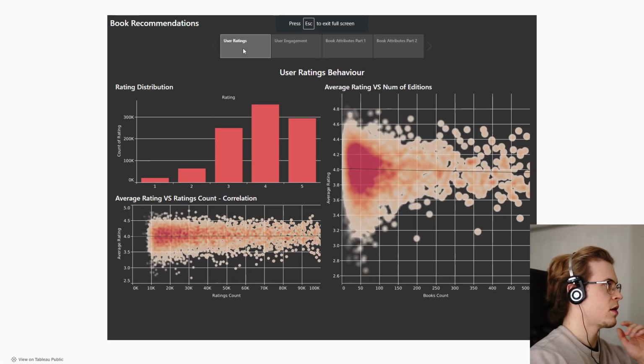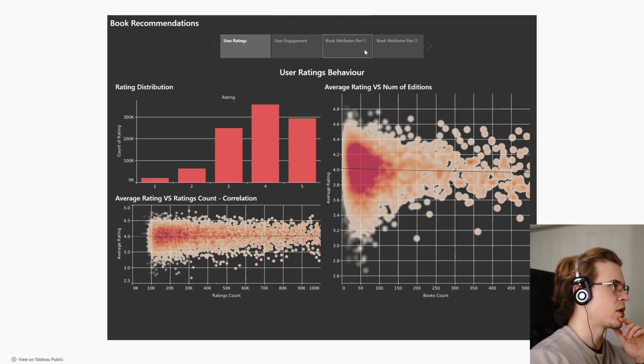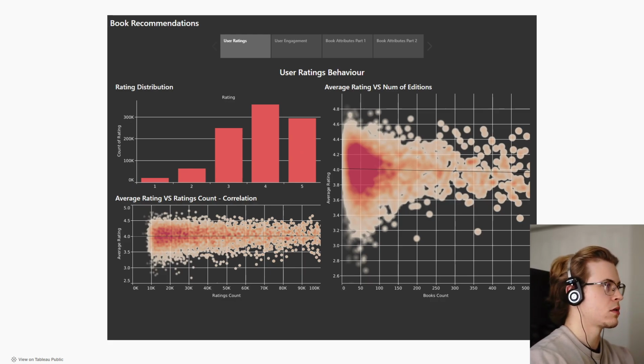We have at the top here user ratings, user engagement, book attributes part 1, and book attributes part 2. So first we have the rating distribution, which shows that the majority of ratings exist in the 4-star range, followed by 5 and then 3. And this is useful because it can give us insight into user preferences, tastes, and rating behavior.